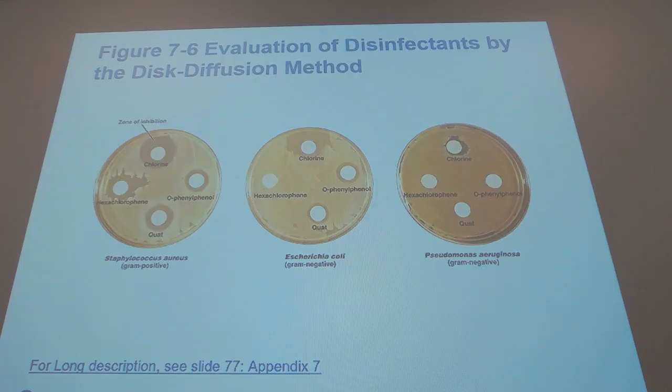Chlorine. Which is the second most effective? Quaternary ammonium. Third? O-phenylphenol? Yeah. Or phenol? Phenol. And then the last one will be? Hexachlorophene.